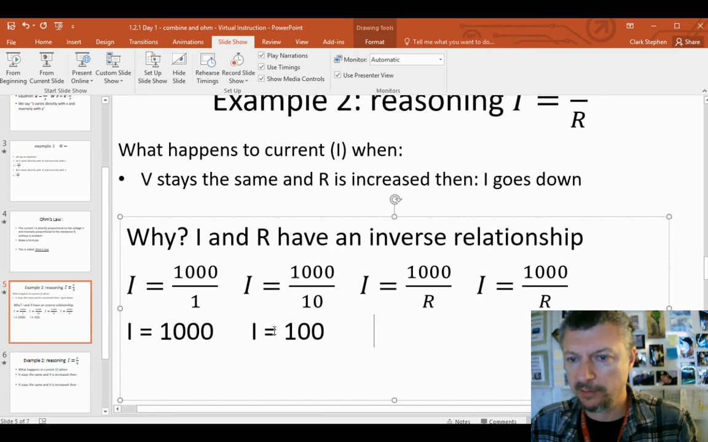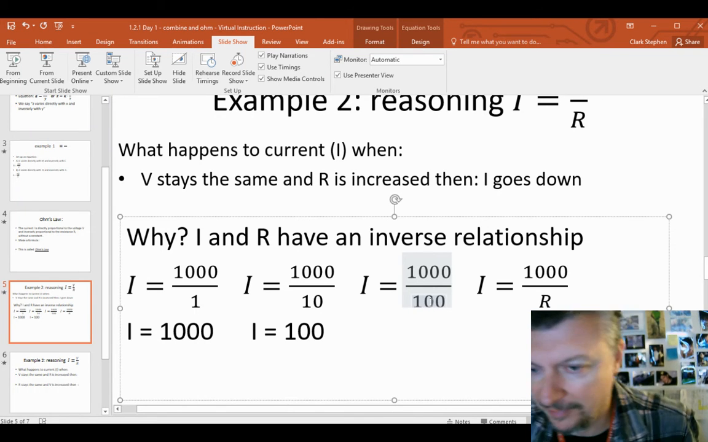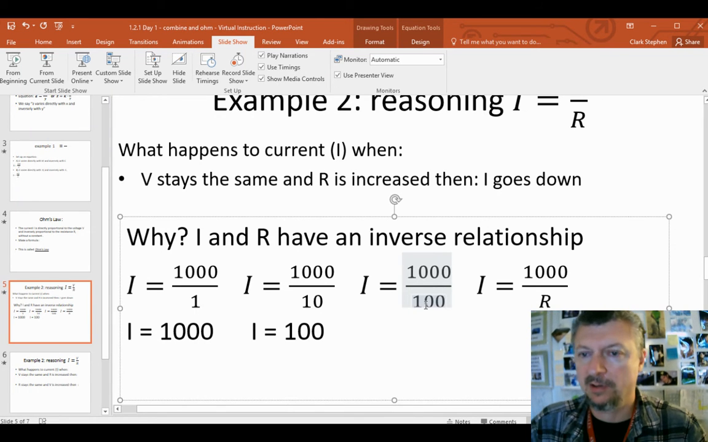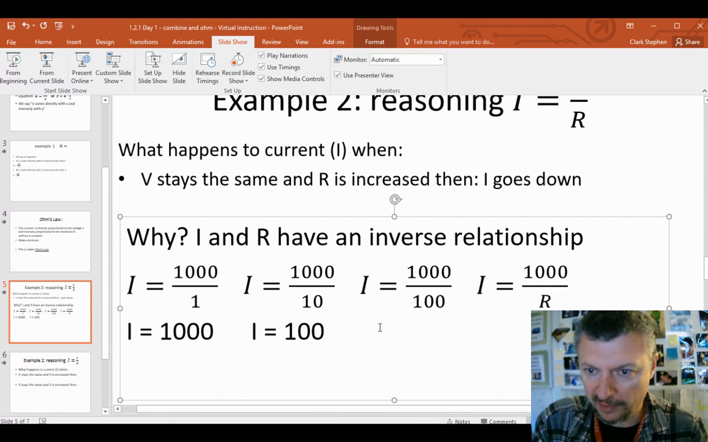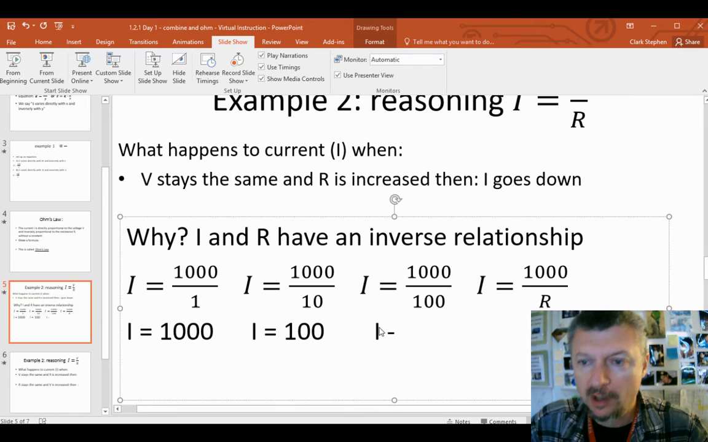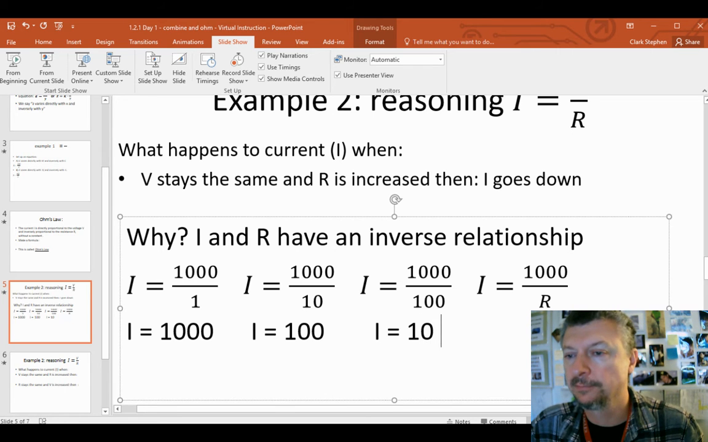Let's say that the R is 100. I'm just using numbers that I would multiply by 10 because it looks easier for you. Again, I don't think there's a voltage of 100. Maybe there is. Okay, so if it's 1,000 divided by 100, I would be 10.